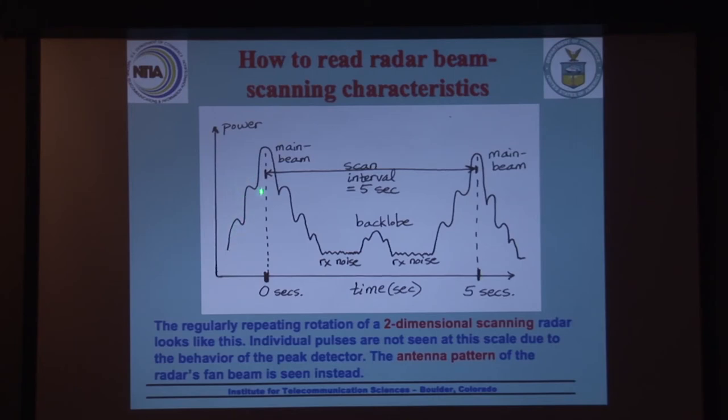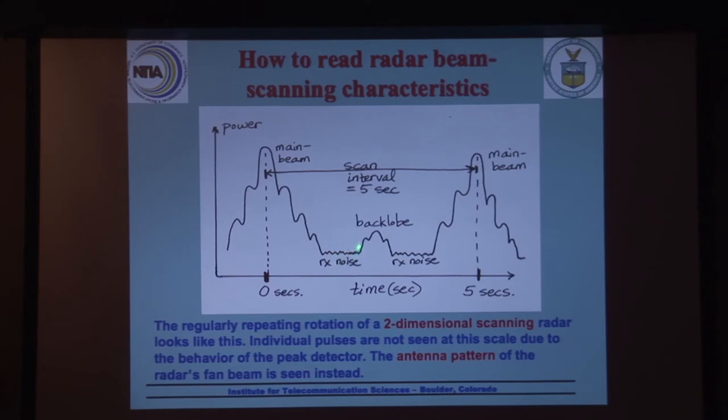We see the side lobes. We see it come out like that and down. Now, in here, right in that main beam, that's where you have those 15 pulses. But if you're running a long time here, 0 to 5 seconds, you're not going to see the individual pulses anymore. You'll see just this envelope, and you're seeing this beam scanning going on.